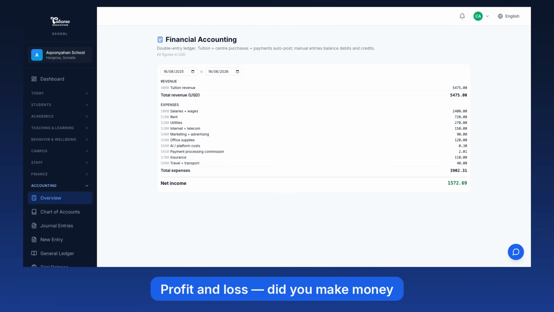Profit and loss is whether the center made money this period. Income at the top, tuition, registration, everything you invoice, just under 5,000 here. Then the costs of actually running a school, and the order is the story, salaries first and by a distance, then rent, then utilities, internet, supplies, insurance, marketing. Nearly all of it is staff and premises, which is true of every school there has ever been. Take the one from the other and you have the number at the bottom, a surplus of 1,077. That is the report an owner reads every month, and the one every board meeting opens with.